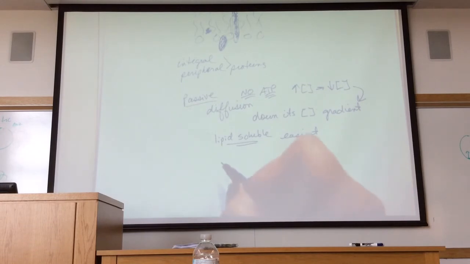So that would be either through a carrier, let's say that would be for a carbohydrate, like glucose, or an amino acid. And then through a channel, usually through channels, our ions go through. And then of course we have osmosis, which is the diffusion of water.